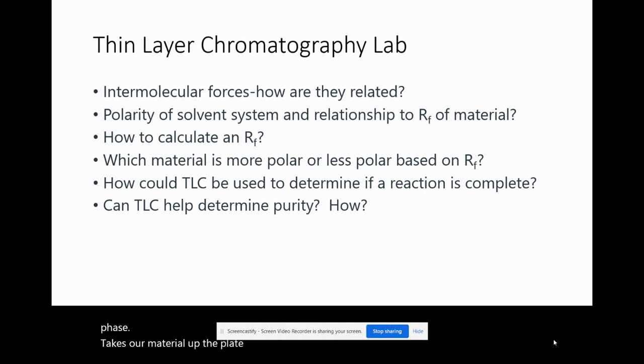The more polar the material is, the less it's going to travel. It'll adhere more to the plate. The less polar it is, the higher to the top of the plate that it's going to be.